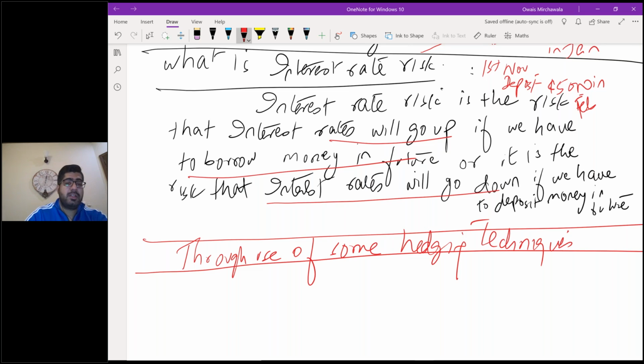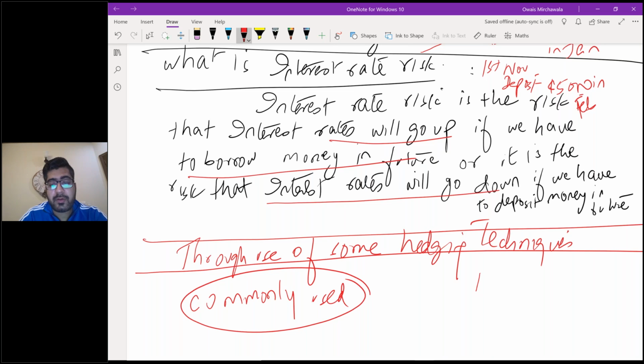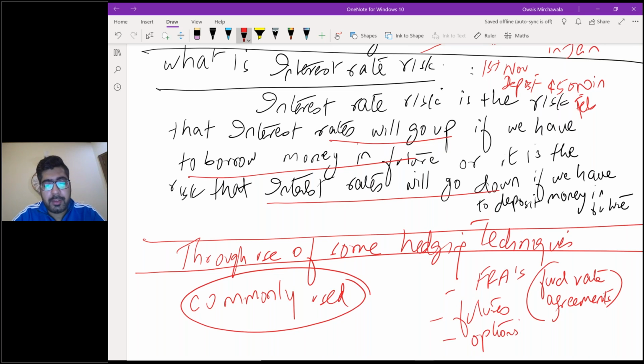The hedging techniques don't eliminate risk. Like currency risk was managed through some hedging techniques, interest rate risk is also managed through hedging techniques. The most commonly used hedging techniques to manage interest rate risk are FRAs, forward rate agreements, interest rate futures, and interest rate options. Again, there can be other techniques, but we will be discussing the most commonly used ones.